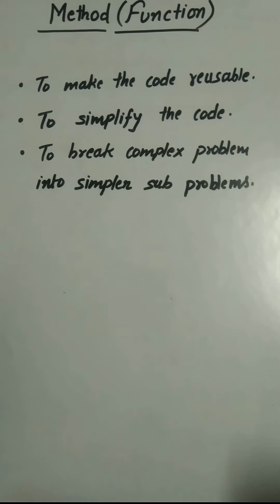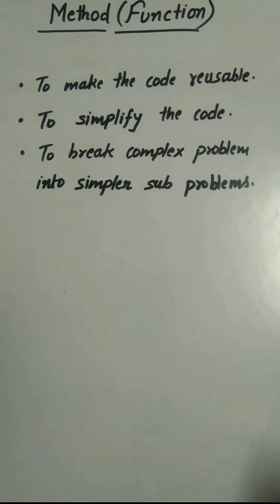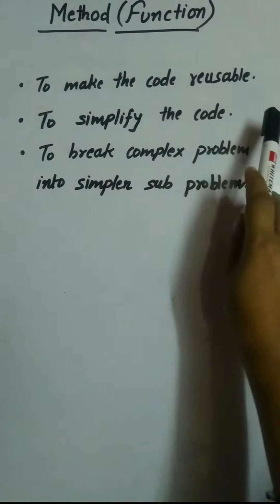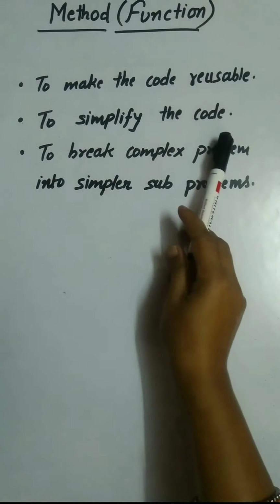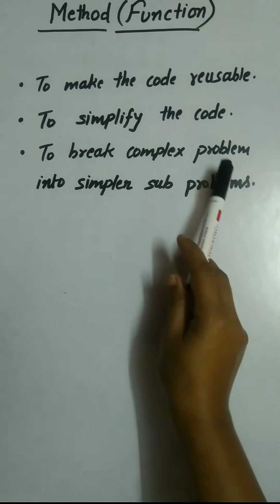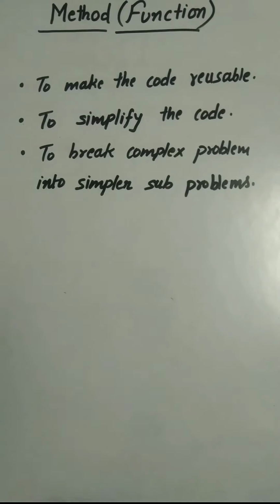Next, methods in Java are very useful because of the following reasons. First reason is to make the code reusable. Second, to simplify the code. Third, to break a complex problem into simpler sub-problems. So this is the use of a function. Clear?